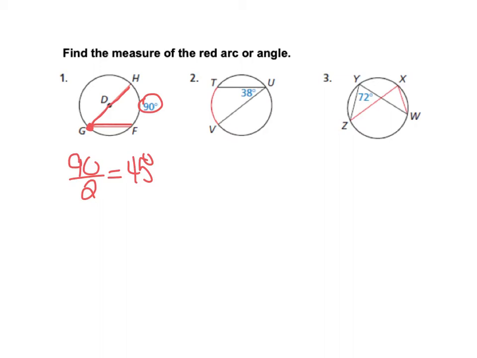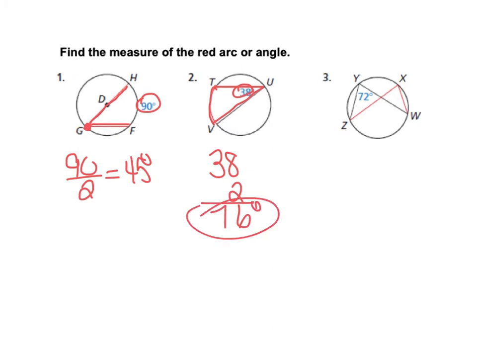Now on the second one, this angle right here is 38 degrees, and the arc it intercepts is going to be double that. So we would have 38 times 2, which is going to be 76 degrees.